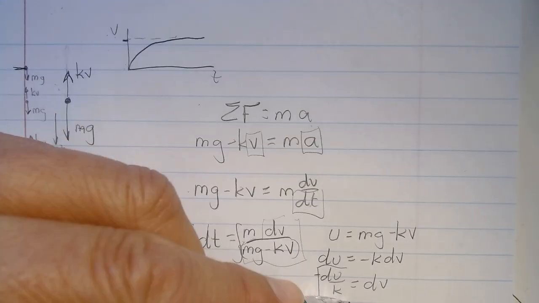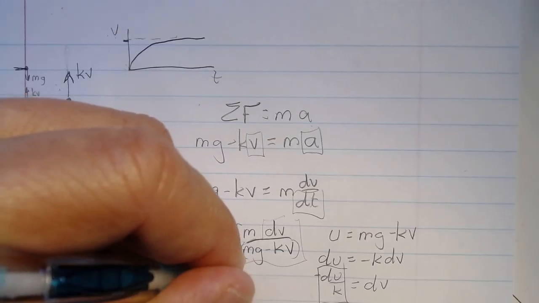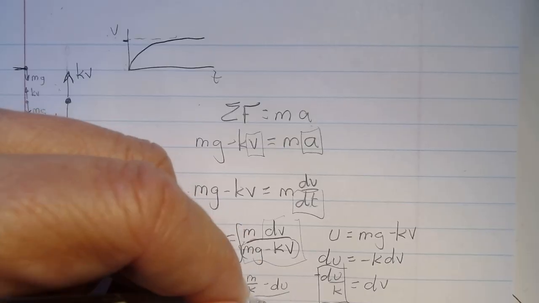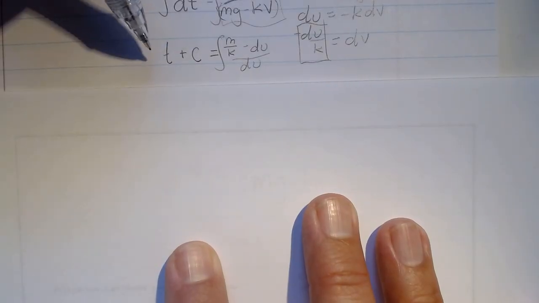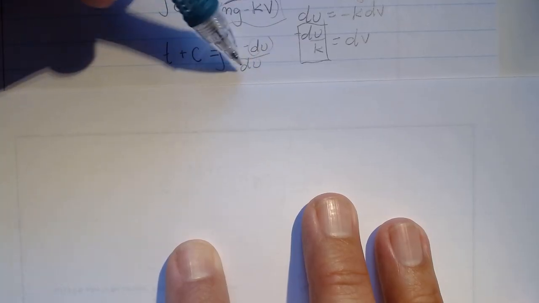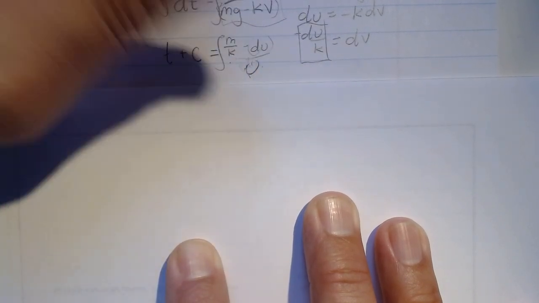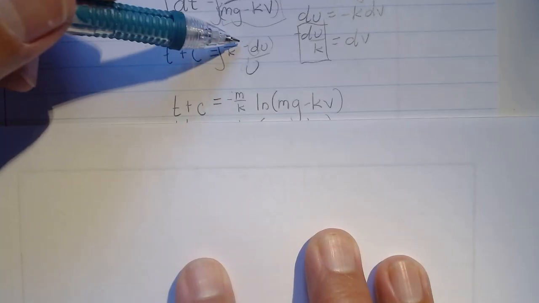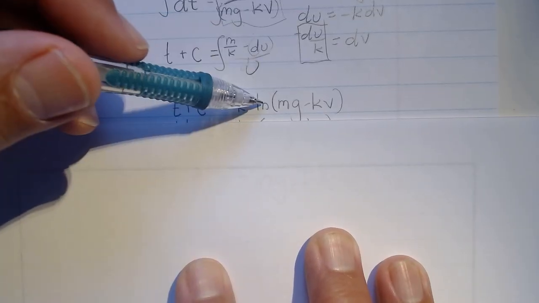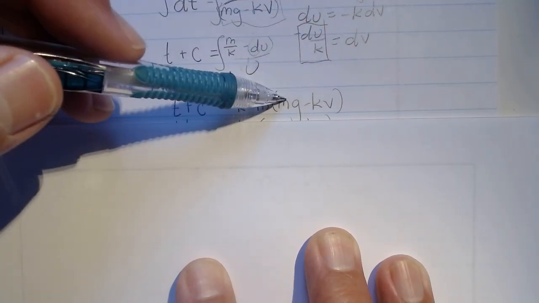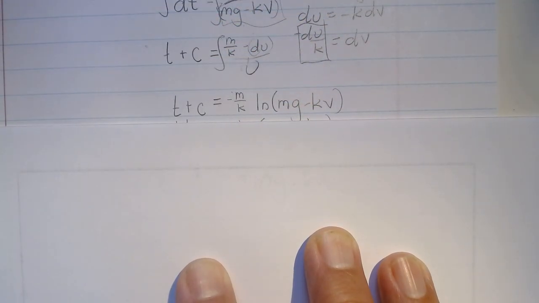So I'm going to substitute this in for dv, and we have m over k. I'm just going to put that there. Negative du over u. Okay, so we have plus c. When we do the integral of this, of negative du over, that's supposed to be a u, sorry. Then we end up with negative m over k, log of u, and u was mg minus kv. And I'm going pretty quickly over that, I understand.